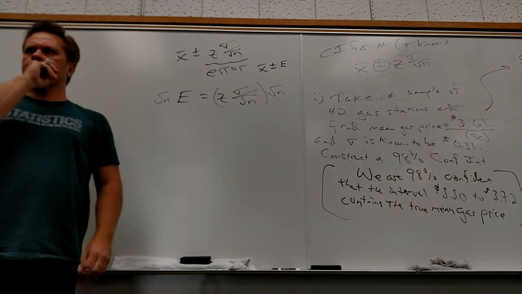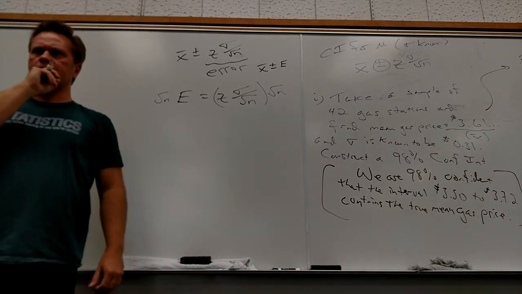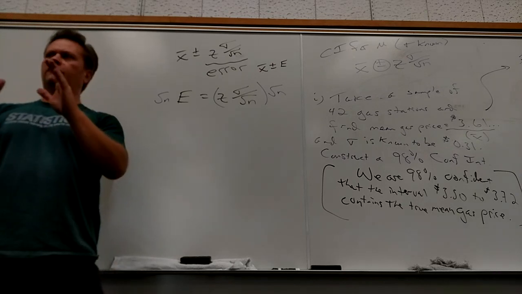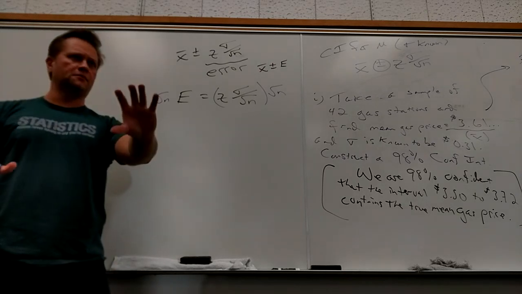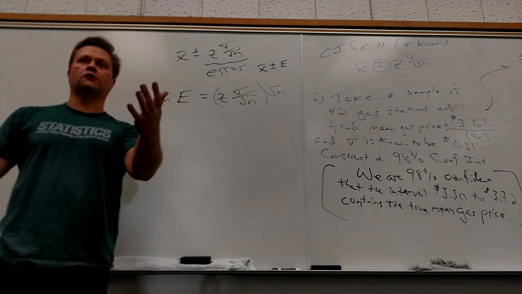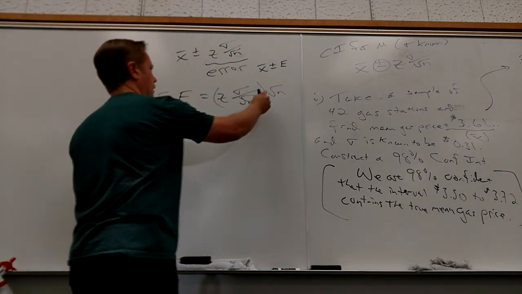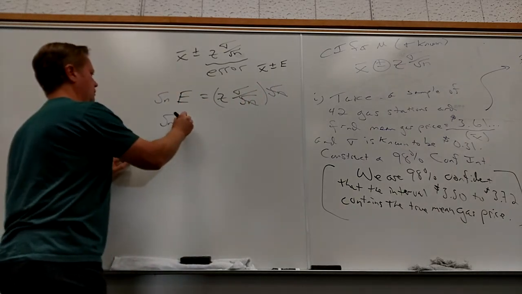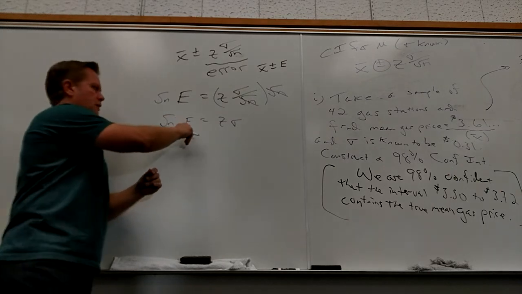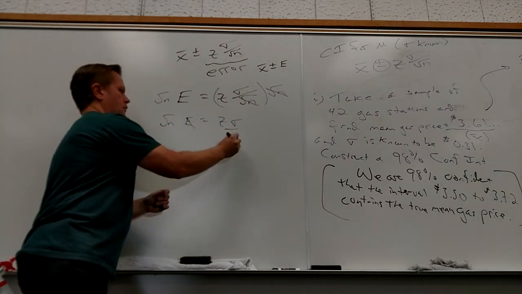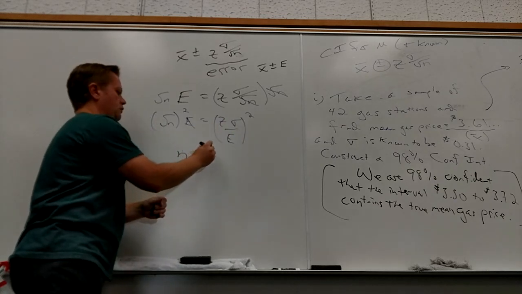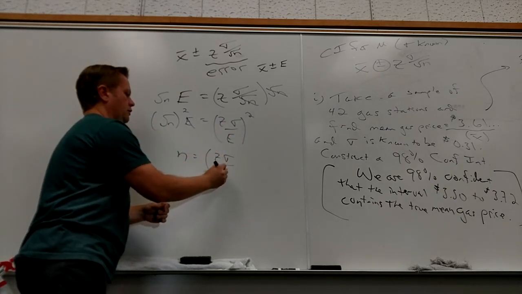You could square first or do this first. Doesn't matter. The variable I want to solve for is on the bottom, so the first thing I do is get it out of the bottom. That's the worst place for it to be. So now I get square root of n times E equals Z sigma. Now I divide by E, and then I square both sides. So I get n equals Z sigma over E, squared.